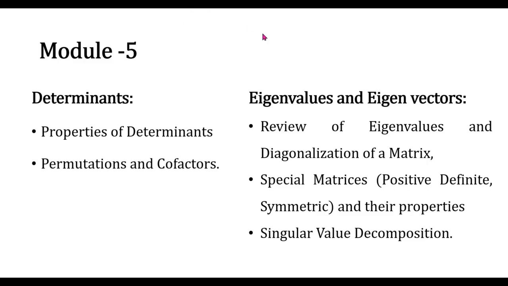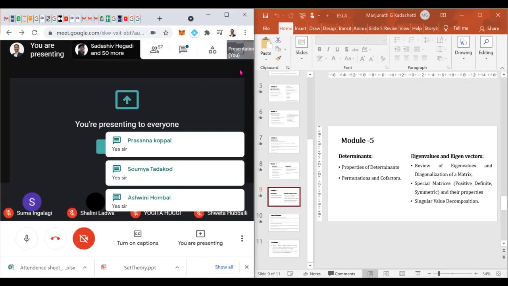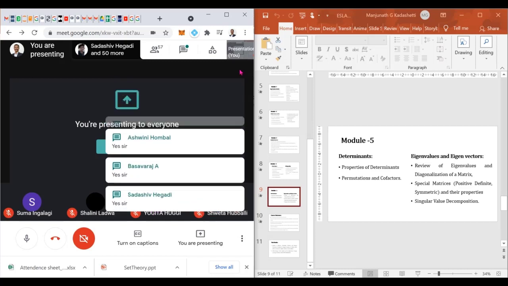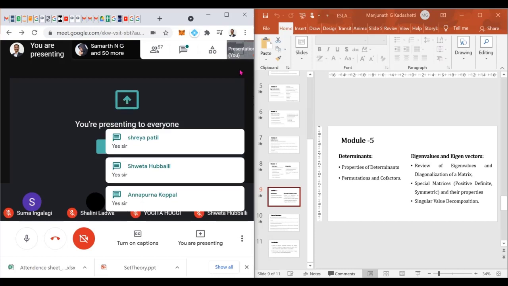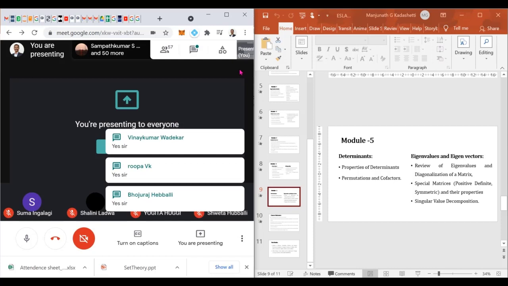Hope you have understood what we will be covering in linear algebra. All right. So the complete subject is divided into 2 parts: engineering statistics and linear algebra. The first 3 modules cover engineering statistics, and the remaining two modules will cover linear algebra.